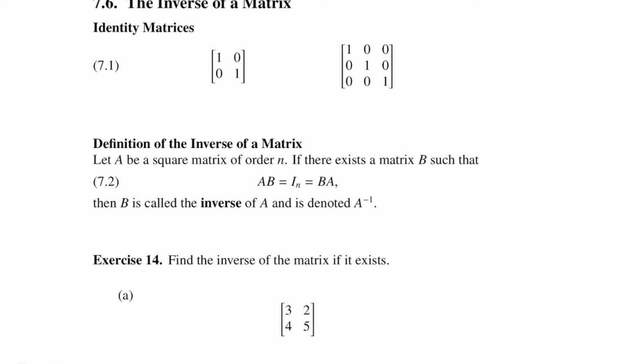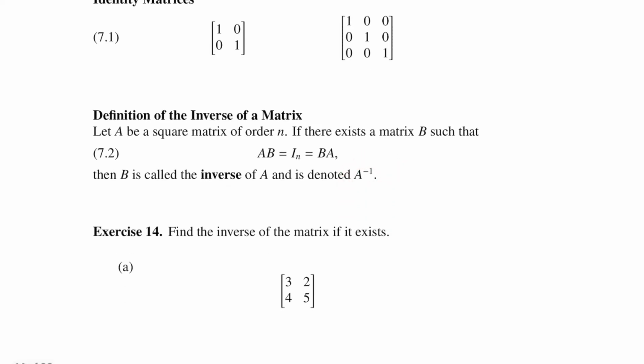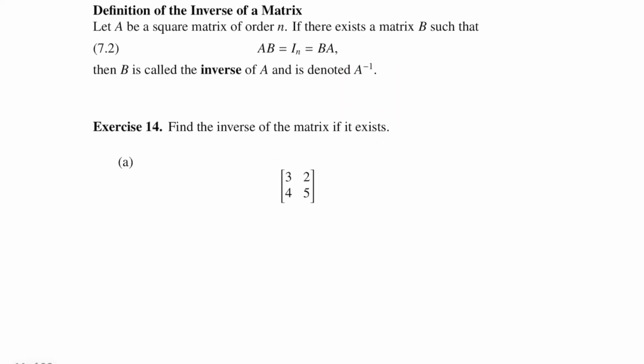If you multiply two matrices, A times B, you should get the identity matrix. And also, if you multiply it in the other direction, B times A, you should also get the identity matrix. So B is called the inverse of A, and this is a notation for inverse. So this is the way you would find an inverse.